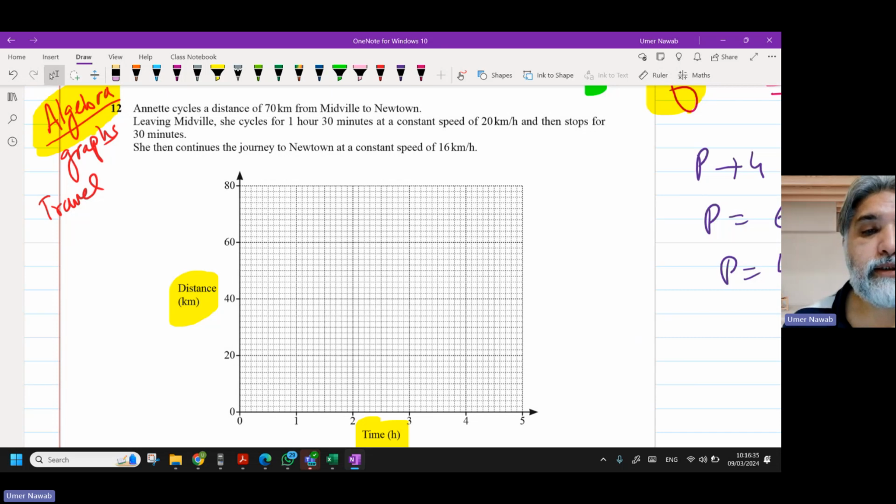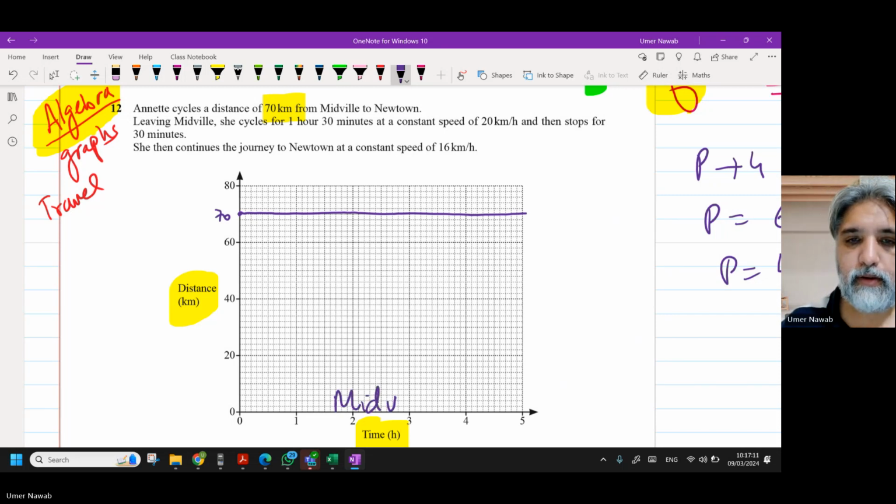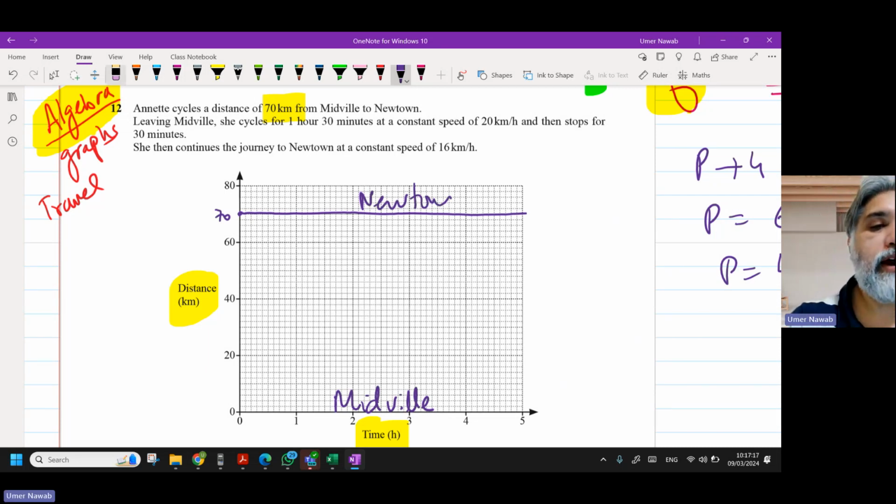Anita cycles a distance of 70 kilometers from Midville to Newtown. Leaving Midville, she cycles 1 hour. So total distance is how much, guys? 70 kilometers. So where is 70, by the way? Guys, this is 70. So the maximum distance she's going to cover is 70 kilometers. So she's moving from Midville to Newtown, right? I need to draw the graph.